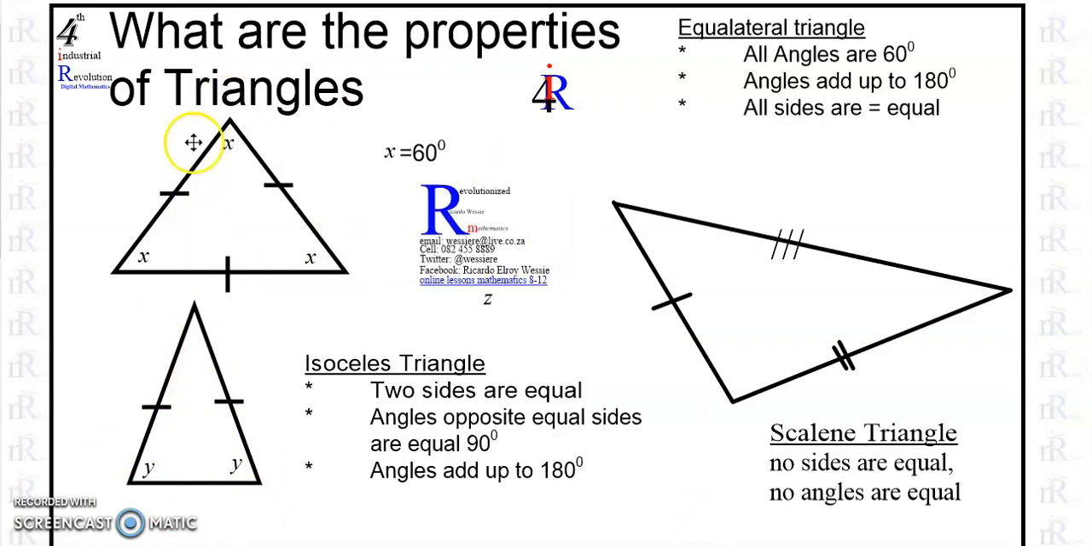We do a quick recap of the equilateral triangle. All the angles are 60 degrees, angles add up to 180 degrees, and all the sides are equal. Isosceles triangle, two sides are equal, angles opposite the equal sides are equal, and the angles add up to 180 degrees. A scalene triangle, no sides are equal, and no angles are equal.